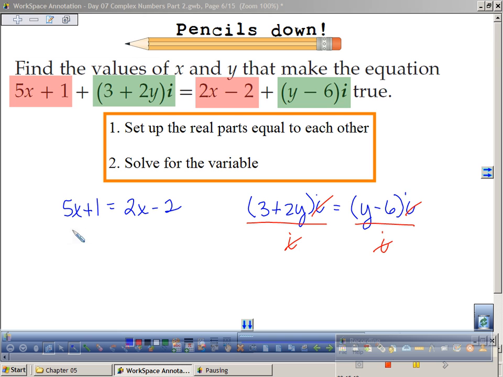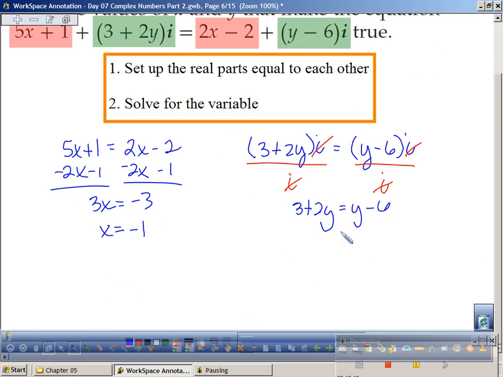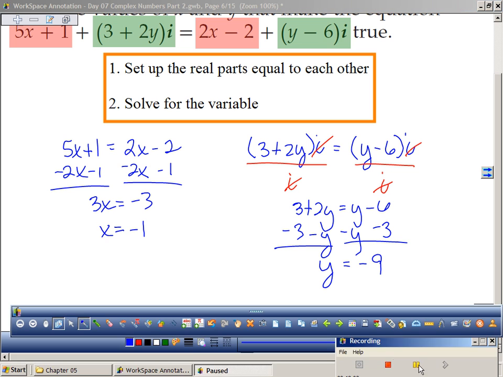Subtract 2x from both sides. And subtract 1 from both sides. So I get 3x equals negative 3. x equals negative 1. Now this one's just 3 plus 2y equals y minus 6. Subtract y, subtract y, subtract 3, subtract 3. y equals negative 9. All right, write that down.